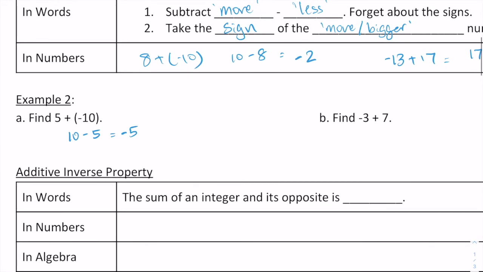Example B, same thing, negative 3 plus 7. Which one is bigger? That always comes first. So it'd be 7 minus 3. Remember, you forget about the original signs. You get 7 minus 3, and you get 4. So now always refer back to the original problem. Which one was a bigger number? 7. And 7 was positive. So that's why my final answer is going to be positive as well.